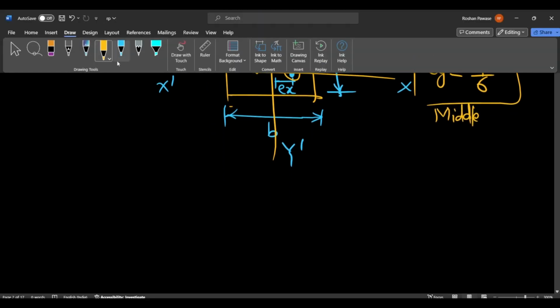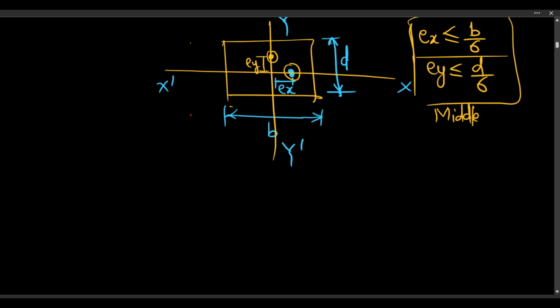Because if you see here, if I cut b into three portions and d into three portions, it is saying that our load should not exceed that area. Middle third means the middle third of b or d of the column in that particular direction, so that our column will not have tensile stresses.